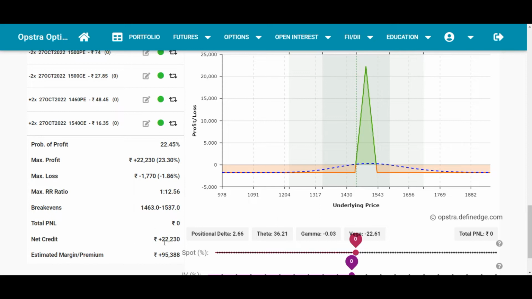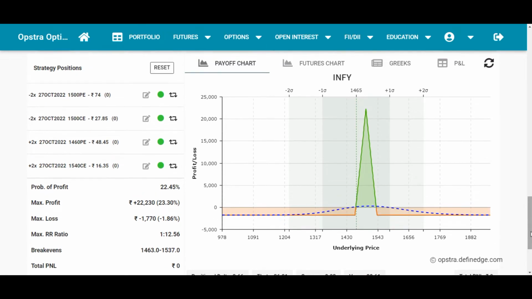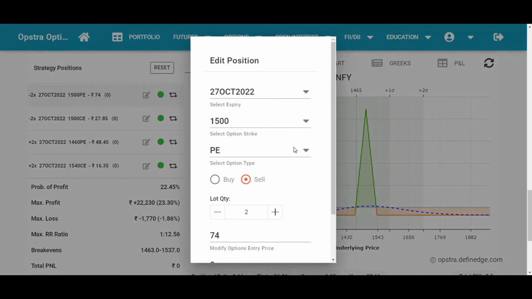And the net credit you'll be receiving if you are doing the two lots trade will be a net credit of 22,230 rupees, and the estimated margin or the premium required will be 95,388 rupees for the two lots. So now I will reduce this to the one lot so that you'll get an idea what will be the profit, suppose if you trade even with the single lot.